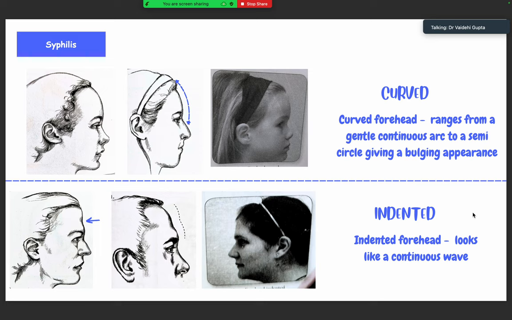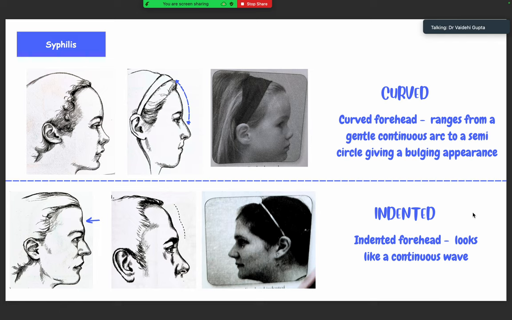Syphilis. There are two features of the forehead in syphilis. First one is curved and second one is indented. First one, curved. A curved forehead ranges from a gentle continuous arc to a semicircle giving a bulging appearance. So in the upper portion it is curved, and it may be a small arc or it may be so much curved that it seems like a semicircle. So the forehead will be curved in syphilis.